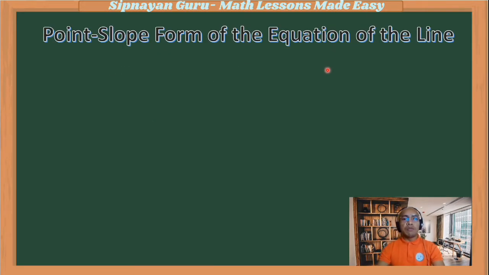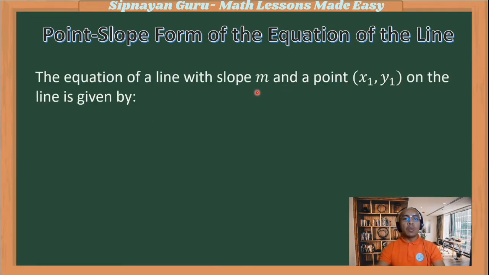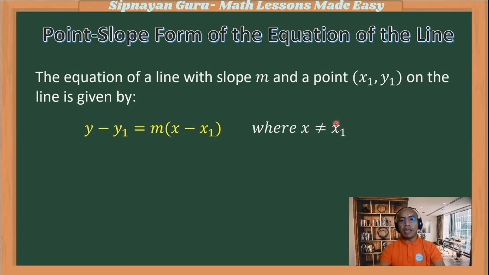The point-slope form formula of the equation of the line with a slope m and a point x sub 1 and y sub 1 is given by the formula y minus y sub 1 is equal to m times x minus x sub 1, provided that x is not equal to x sub 1. If they are equal, the slope would be undefined.